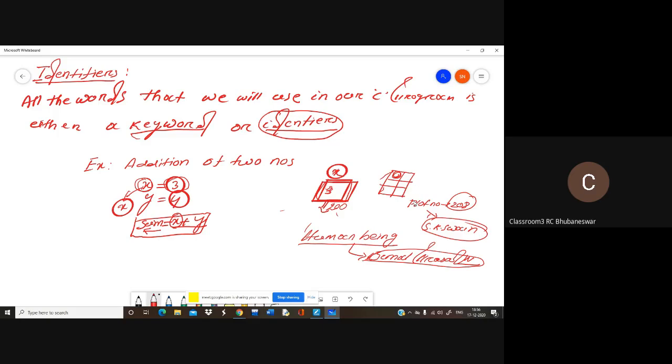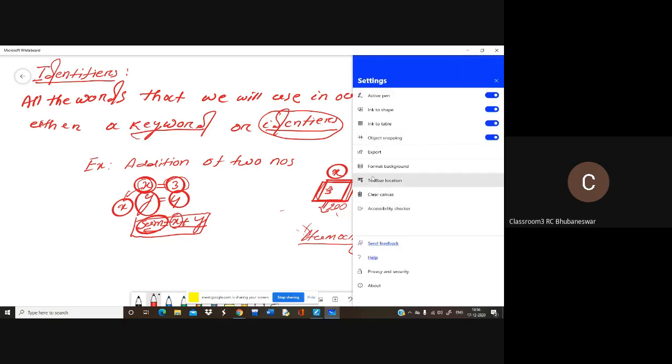Let me repeat the point. Identifiers are the names that are used to define our entities. What are entities? Like variables, arrays, functions, structures, pointers. So these are the identifiers. Now x is the identifier, y is the identifier, sum is the identifier. Clear everyone? These are the names given to these variables. So how to declare these identifiers?